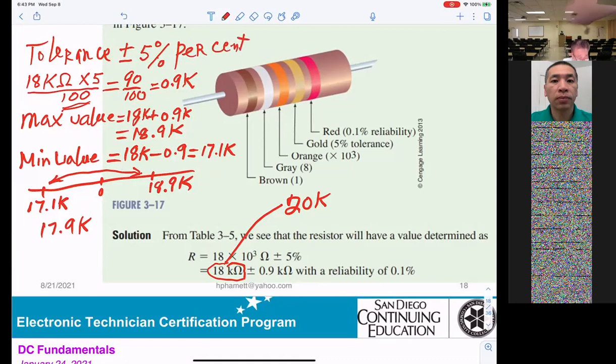Normally, they give you the tolerance. They have to be percent.